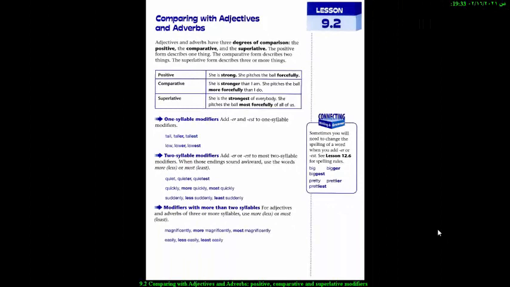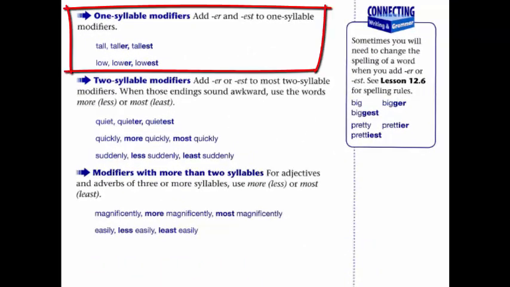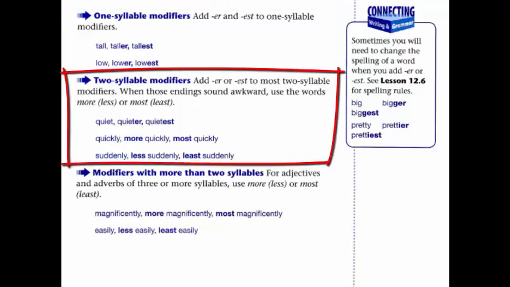If the modifier is one syllable, you simply need to add an ER or EST. As you can see here, tall, taller, tallest. So tall is positive, taller is comparative, and tallest is superlative. Same thing with low, lower, and lowest.